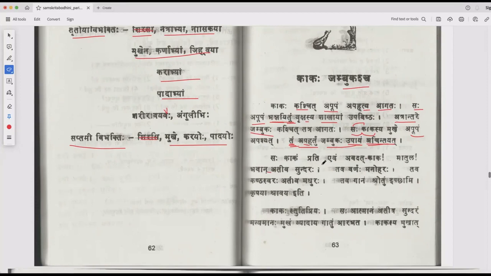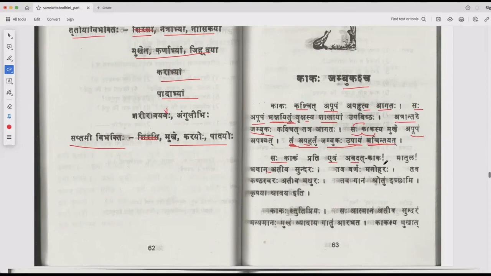Should I go ahead? We'll stop it. So saha, what does saha refer to? Jambu kaha. Kakam prati. Usually prati is an avyaya which goes with the second vibhakti. So kakam prati, towards the crow. So the fox, evam avadat, evam in this manner, avadat, he said. So the jambuka fox or jackal said in this manner towards the crow.